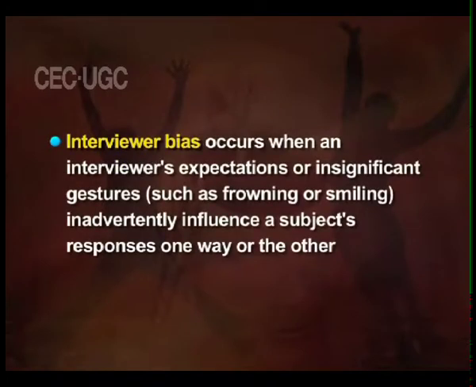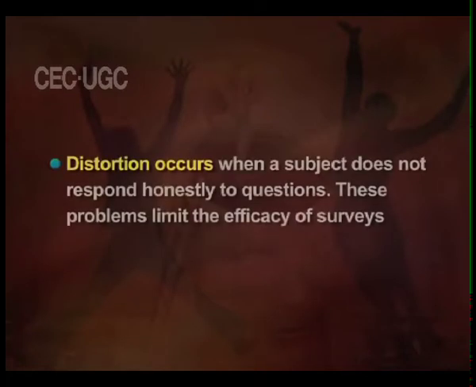Interviewer bias, on the other hand, occurs when an interviewer's expectations or insignificant gestures such as frowning or smiling inadvertently influence the subject's responses one way or the other. Finally, distortion occurs when a subject does not respond honestly to questions. These problems limit the efficacy of surveys.